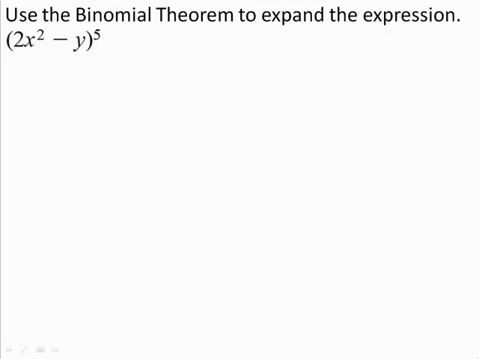Use the binomial theorem to expand the expression (2x squared minus y) raised to the 5th power. Start by finding the 5th row of Pascal's triangle. The 5th row is 1, 5, 10, 10, 5, 1. So the expansion is as follows.